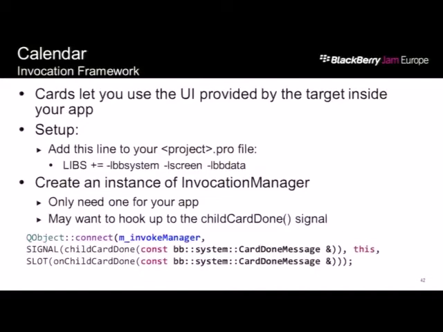So how do I get a calendar invoked from within my application? Getting a calendar card, let's say. Similar here, you have to add some libraries in your project file, and then you need to create an instance of the invocation manager and keep it. You should then hook it to the signal for when the card disappears, so that when the user picks an appointment, you get the data returned, and with the handler, knowing the card is disappearing, you can process the data.